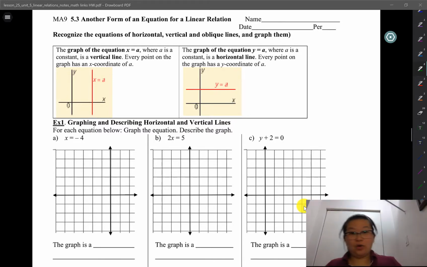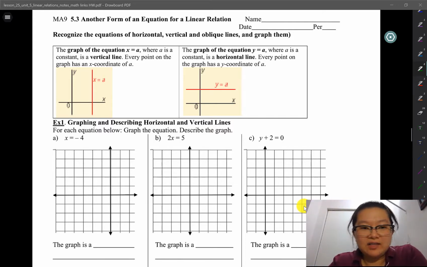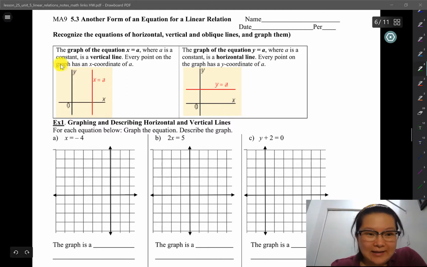So let's begin what we're doing today. How do we find these horizontal lines? How do we figure out these vertical lines? What do they do? Let's take a look at them.